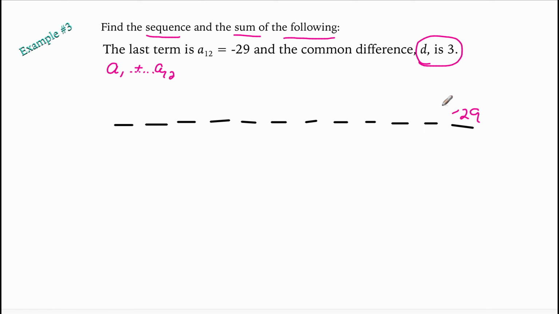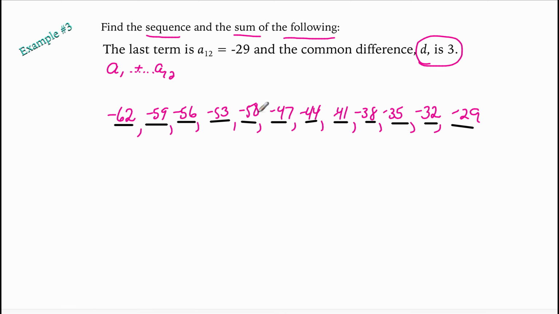Well, I could write it out. Let's see. Oh, what did I add 3 onto this to get to negative 29? I must have added on negative 32, negative 35, negative 38, negative 41, negative 44, negative 47, negative 50, negative 53, negative 56, negative 59, and negative 62. That's the sequence. Put commas between them.